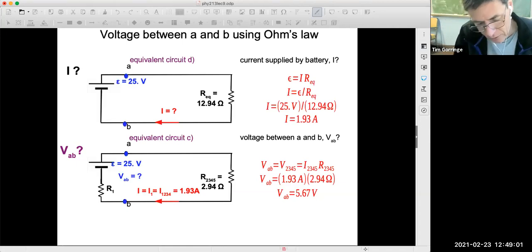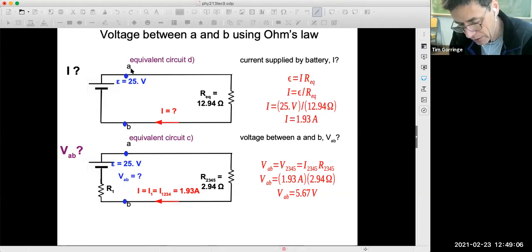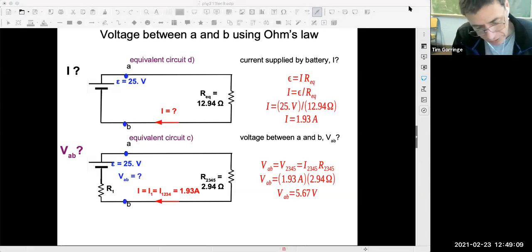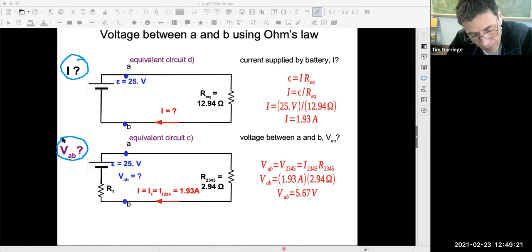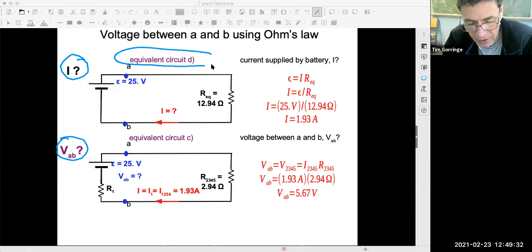Okay, so let's find this potential between these 2 points A and B. That's what we're going to do here. And there's 2 little steps to this. The first thing I did was find the current that's drawn from the battery. And then the second thing I did was find the potential. And when I found the current flowing from the battery, I worked with the equivalent circuit containing just that final resistor.